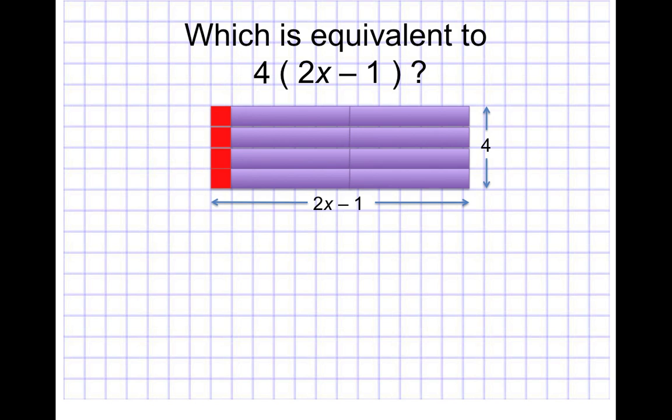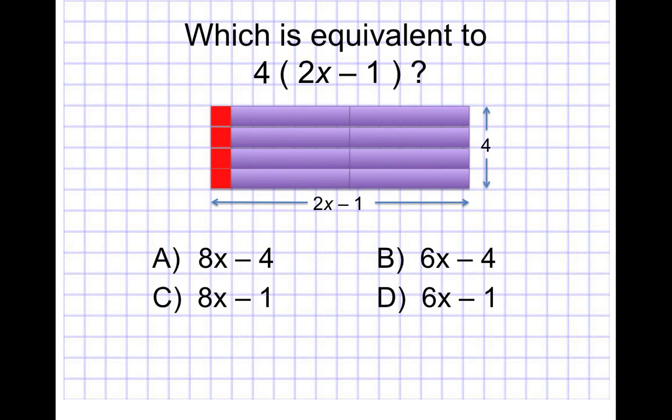2x and a negative 1. But now its other dimension is 4. It's 4 spaces tall. Which of these expressions is equivalent to the 2x minus 1 times the 4?